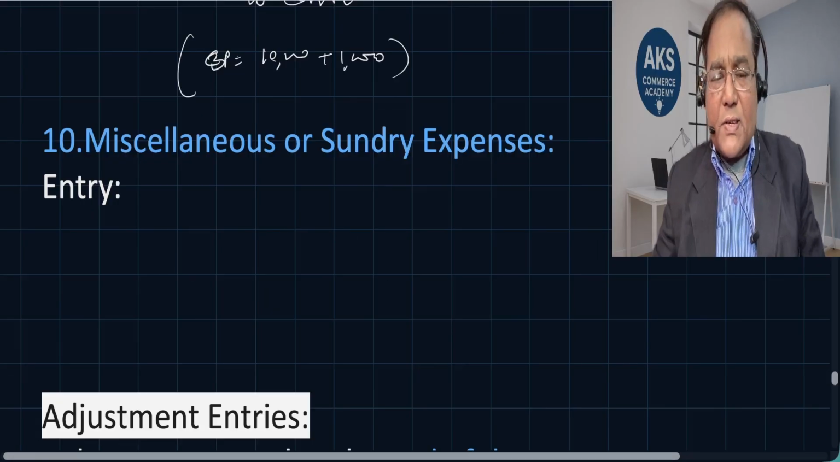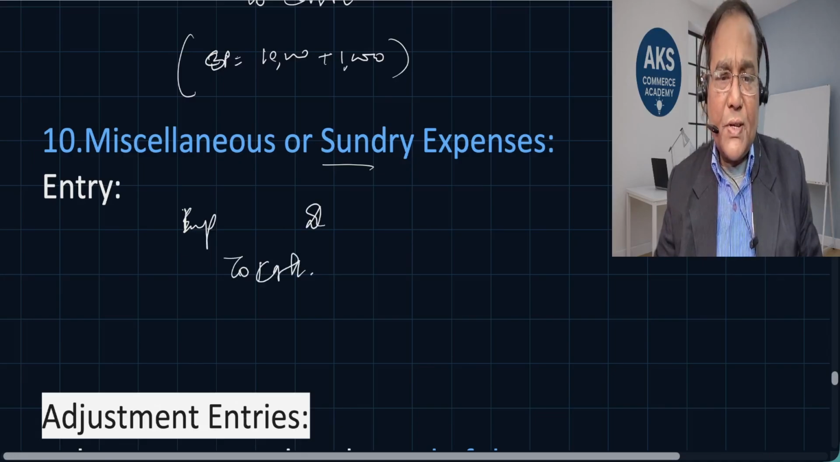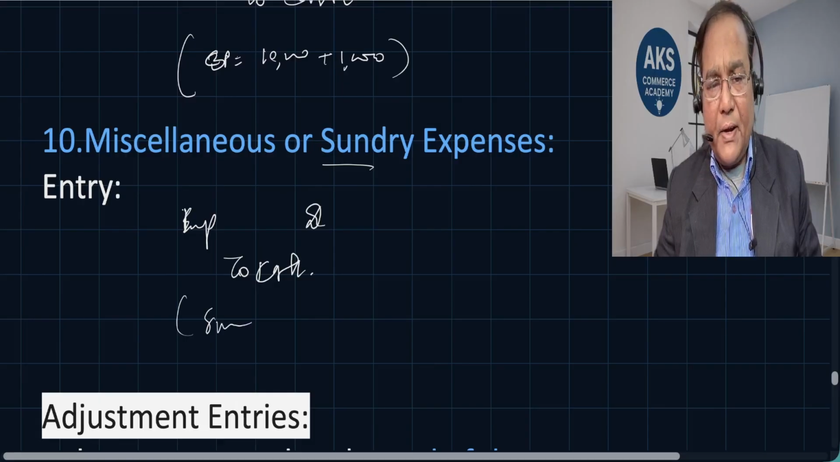Is that clear? Sundry expenses: any expense which is sundry in nature, maybe a very small expenditure. The entry we pass is the name of the expense, debit, to cash or bank. So this is the sundry expenses made. I hope this is clear.